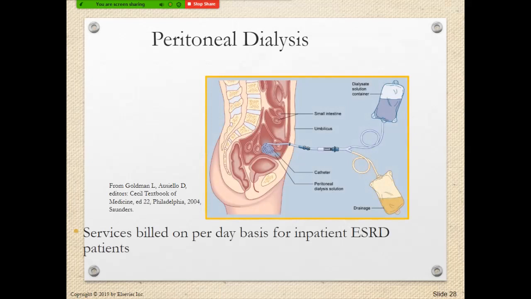Okay, peritoneal dialysis is reported monthly, or if less than a month, for each day the service is provided. So here is an example of peritoneal dialysis. It goes through the abdomen.